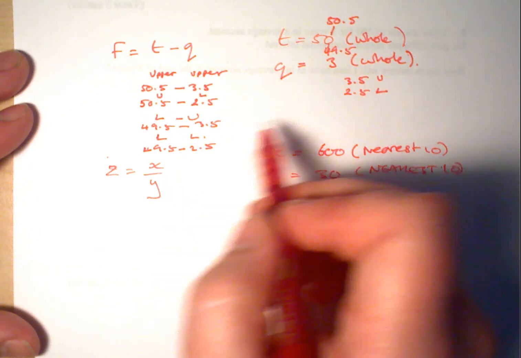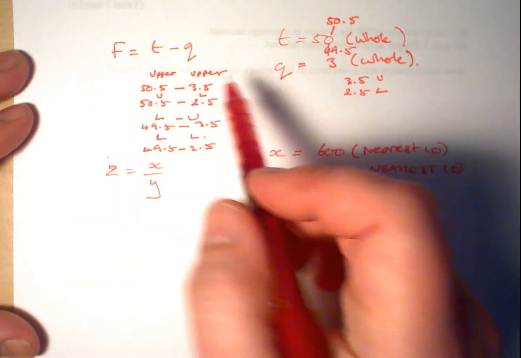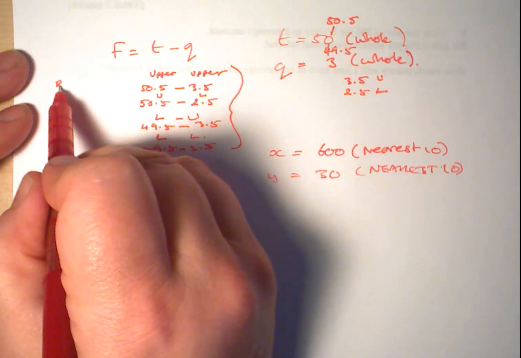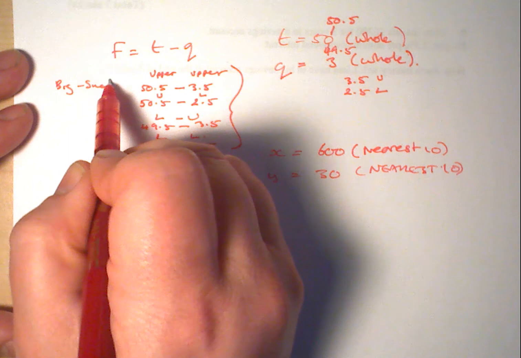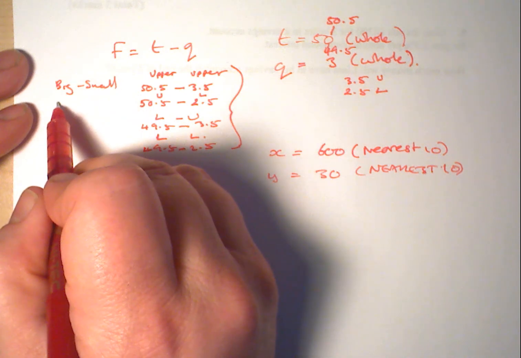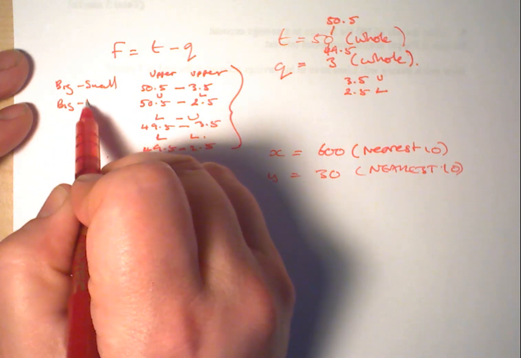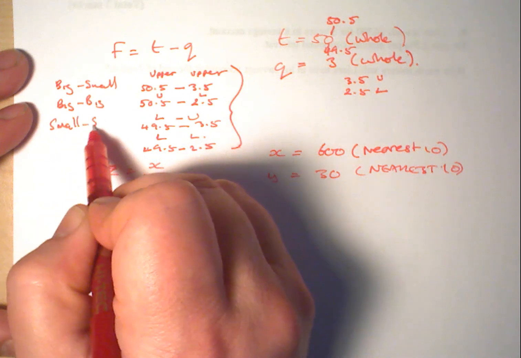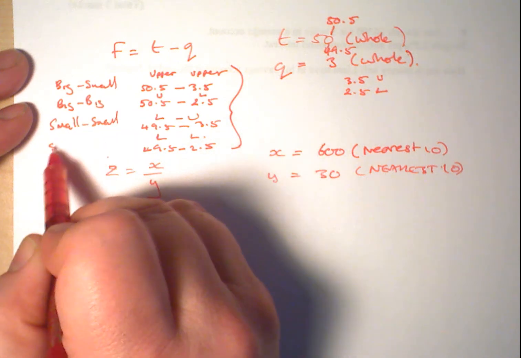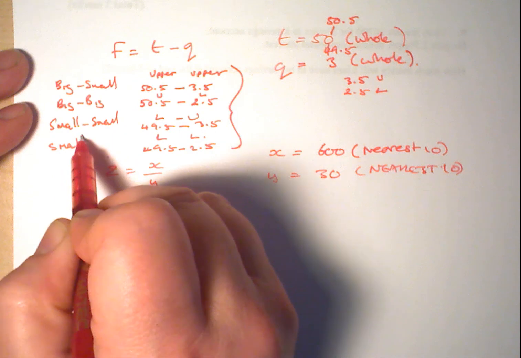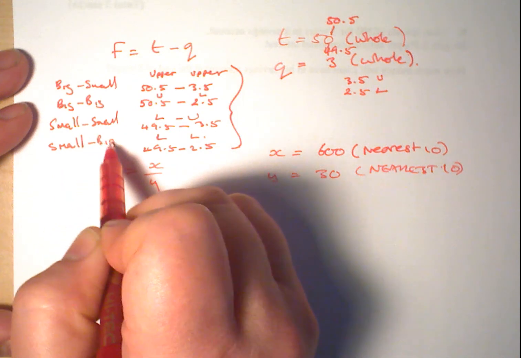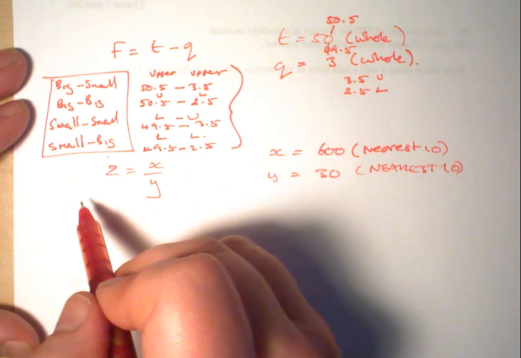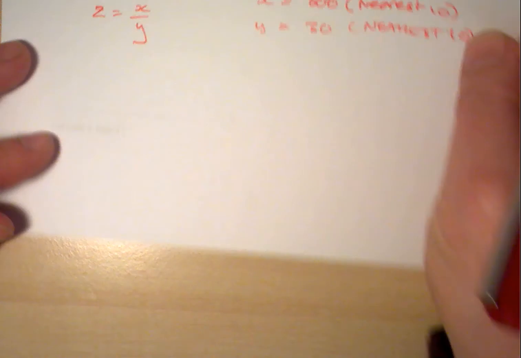It absolutely doesn't matter if you've got time in the exam to try all four: big minus small, big minus big. Just try them all. See which one gives you the larger number, and see which one gives you the smallest number. And that's exactly the same strategy I would use for this one.